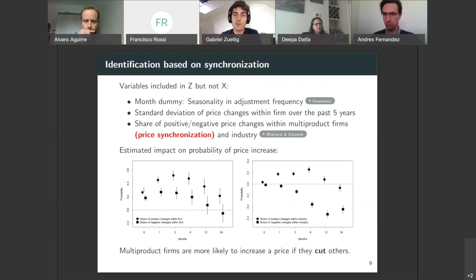The bullets show you that if the fraction of all the other goods within the firm show a price increase, then the remaining good is also more likely to increase the price, and it even works with decreases. If all the other goods within the firm see a price decrease, then we're also more likely to decrease the price. So this is a feature that we can use to distinguish between the extensive and the intensive margin.